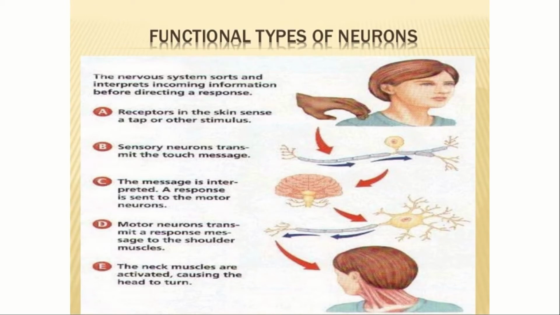Next, the message is interpreted. A response is sent to the motor neuron. So this is the third step which happens. Next, the motor neurons transmit a response message to the shoulder muscle. After that, the neck muscles are activated, causing the head to turn.